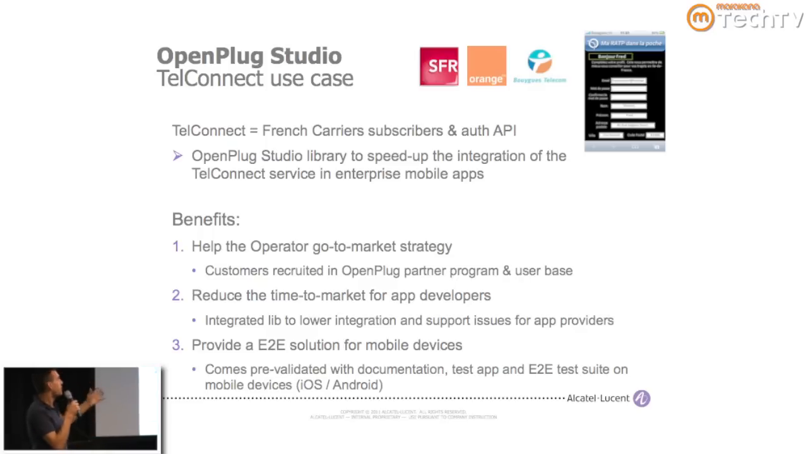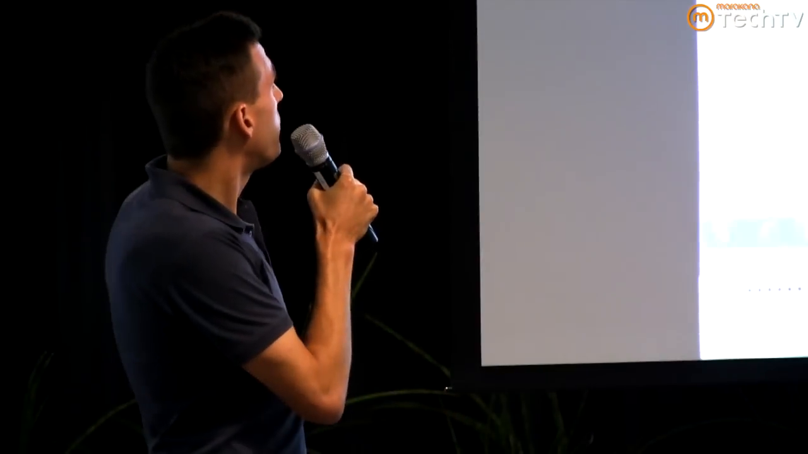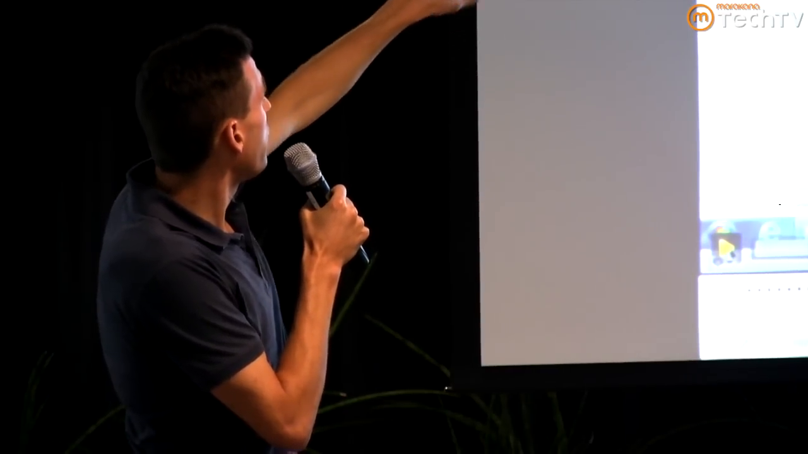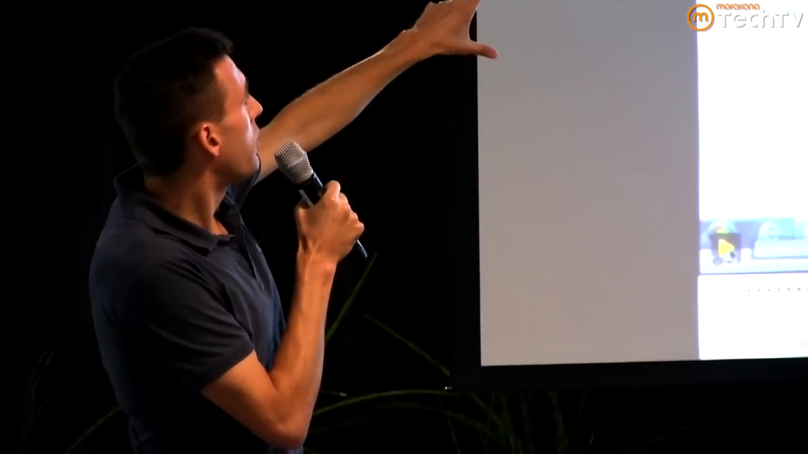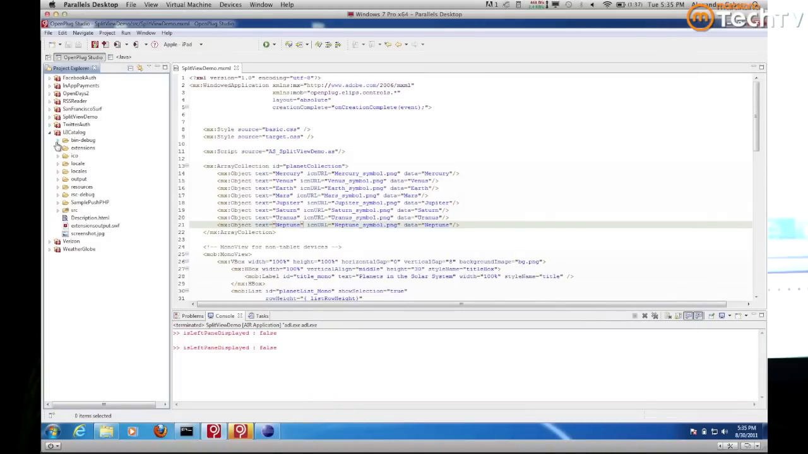And so that's something Alcatel is actively helping with, to make life easier for developers to take advantage of these APIs. The next part is a demo. This is the Eclipse IDE, and I pre-recorded this to show you. What you're looking at is the view code for the main page, which is a UI catalog.